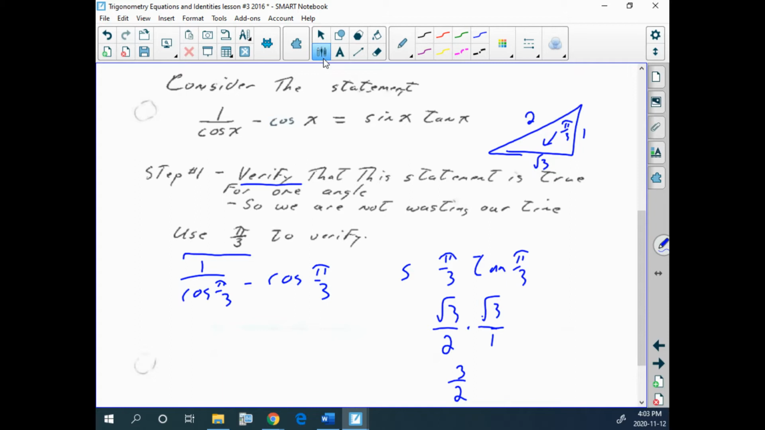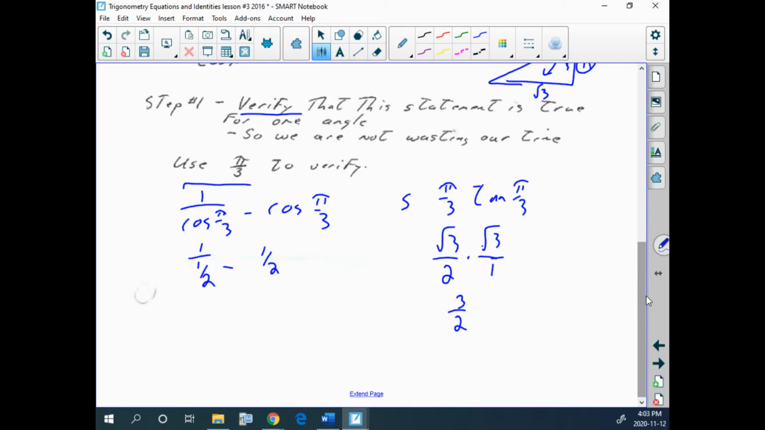Cosine of pi over 3 is adjacent over hypotenuse. So this is 1 over 1/2 minus 1/2. 1 divided by 1/2 is 2, minus 1/2, so we end up with our 3 over 2. So we have shown this to be true for the angle pi over 3. We haven't shown it to be true for any other angles, but we have shown it for pi over 3. Just going to bring up my calculator here.